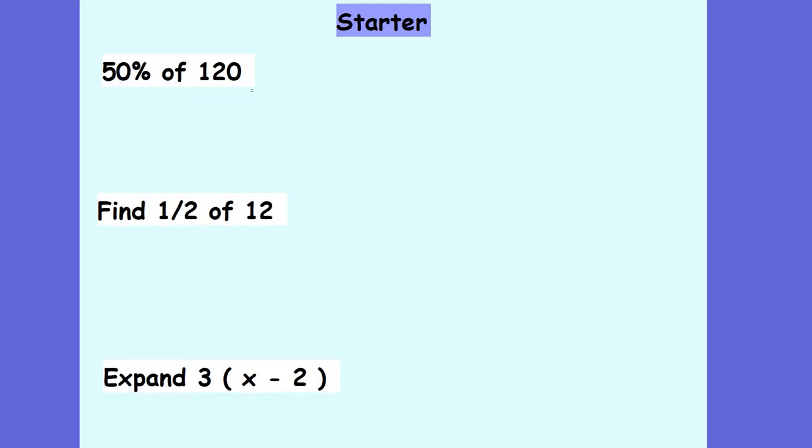Okay, 50% of 120. 50% is the same as 50 out of 100, because we know percent means out of 100. That's the same as a half. So I'm trying to find a half of 120, which is 120 divided by 2, which will give me 60.